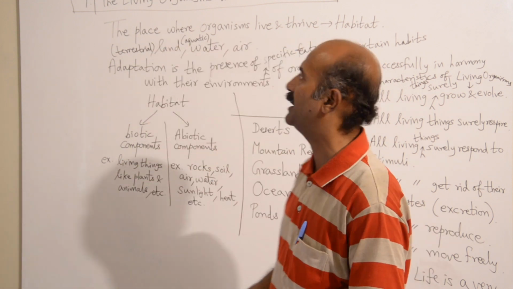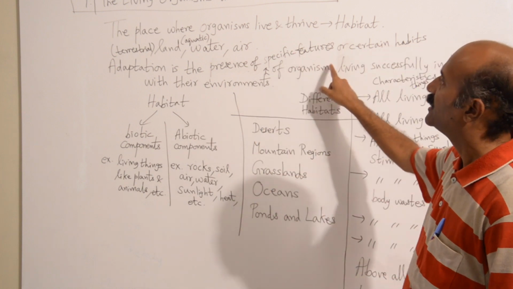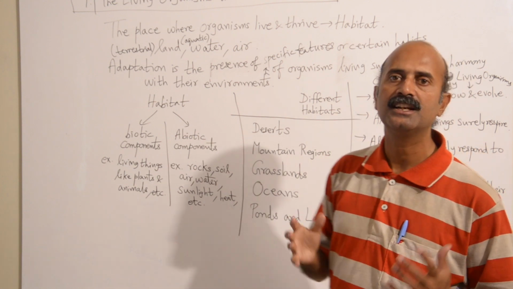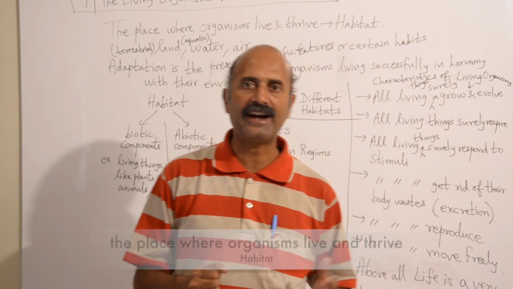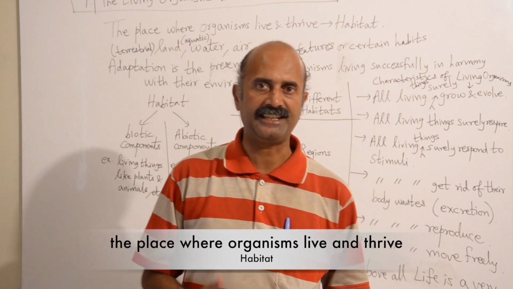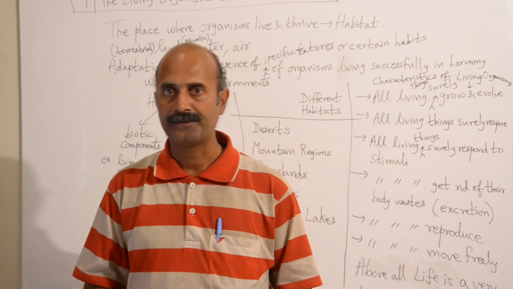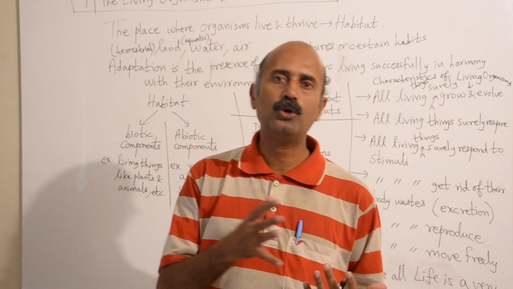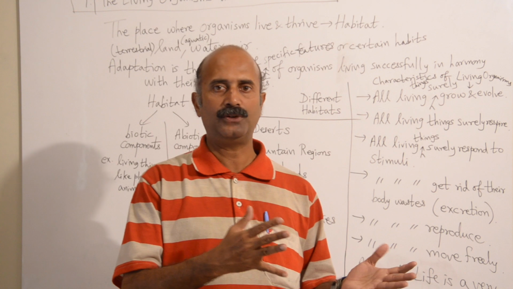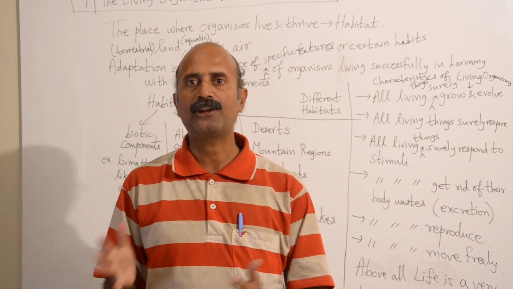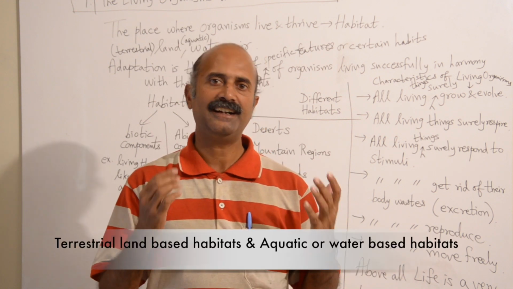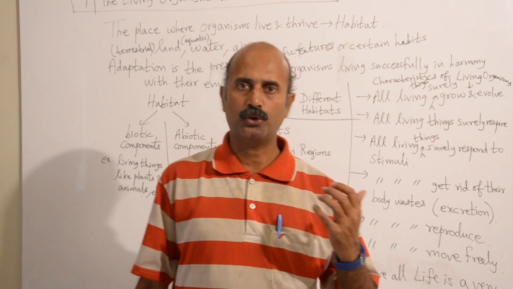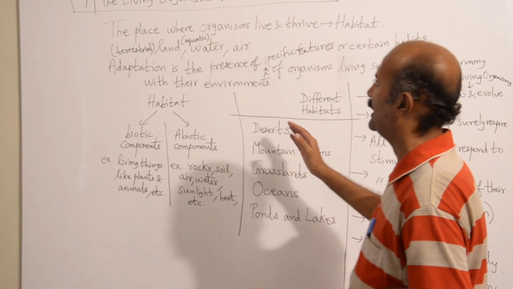So the first term which we study regarding this is the place where organisms live and thrive successfully. It is known as habitat. So habitat is defined as a place where living organisms live and thrive successfully. It can be land, it can be water, it can also be air. However, most organisms don't live in air full time. They have to take rest on land or water. So it's mainly terrestrial, land-based habitats and aquatic, or water-based habitats. So this is what is meant by habitats.